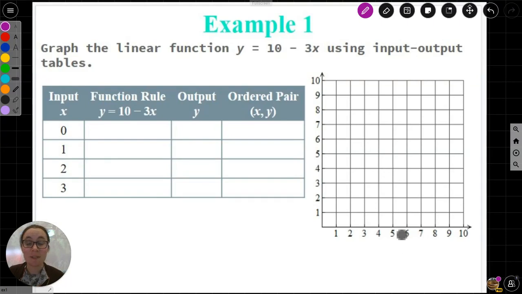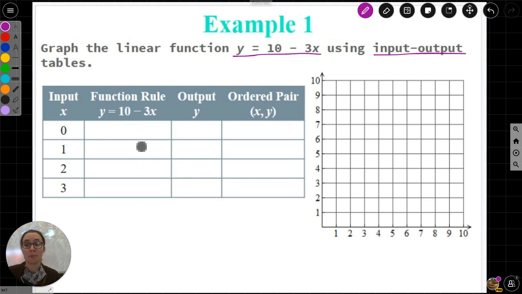This is example 1 of lesson 4.7. We are graphing linear functions, which are functions that make lines. Our first task in example 1 is to graph the linear function y equals 10 minus 3x using an input-output table. This is just one of the ways that you can graph linear functions. There is another way that we'll work on in a minute or 3. But first, let's go ahead and do this.